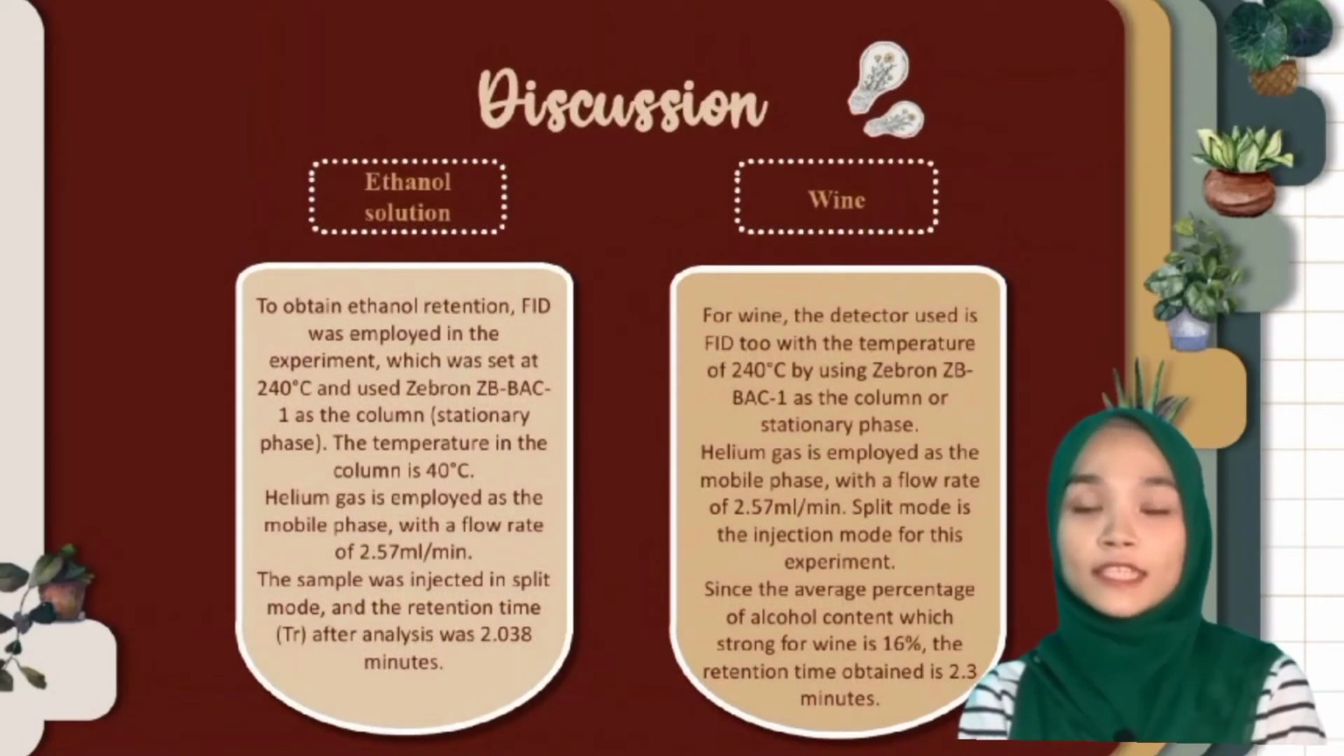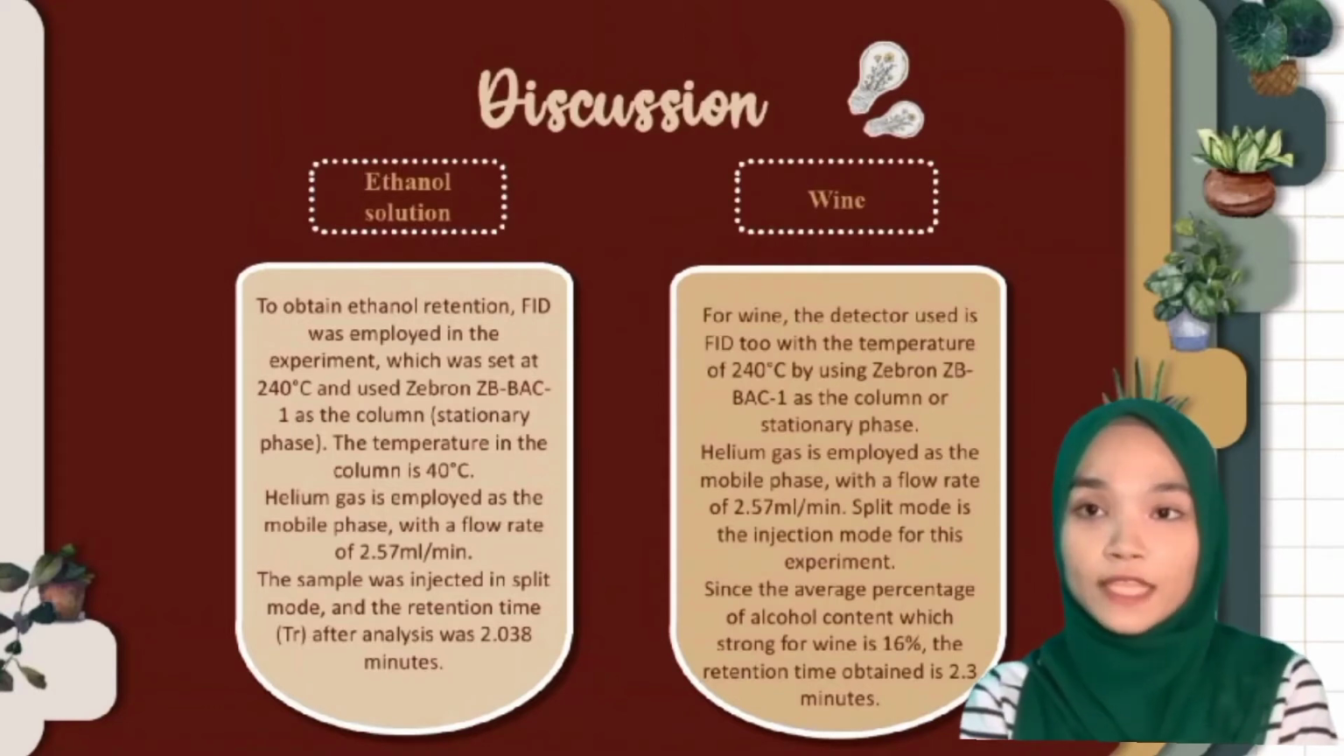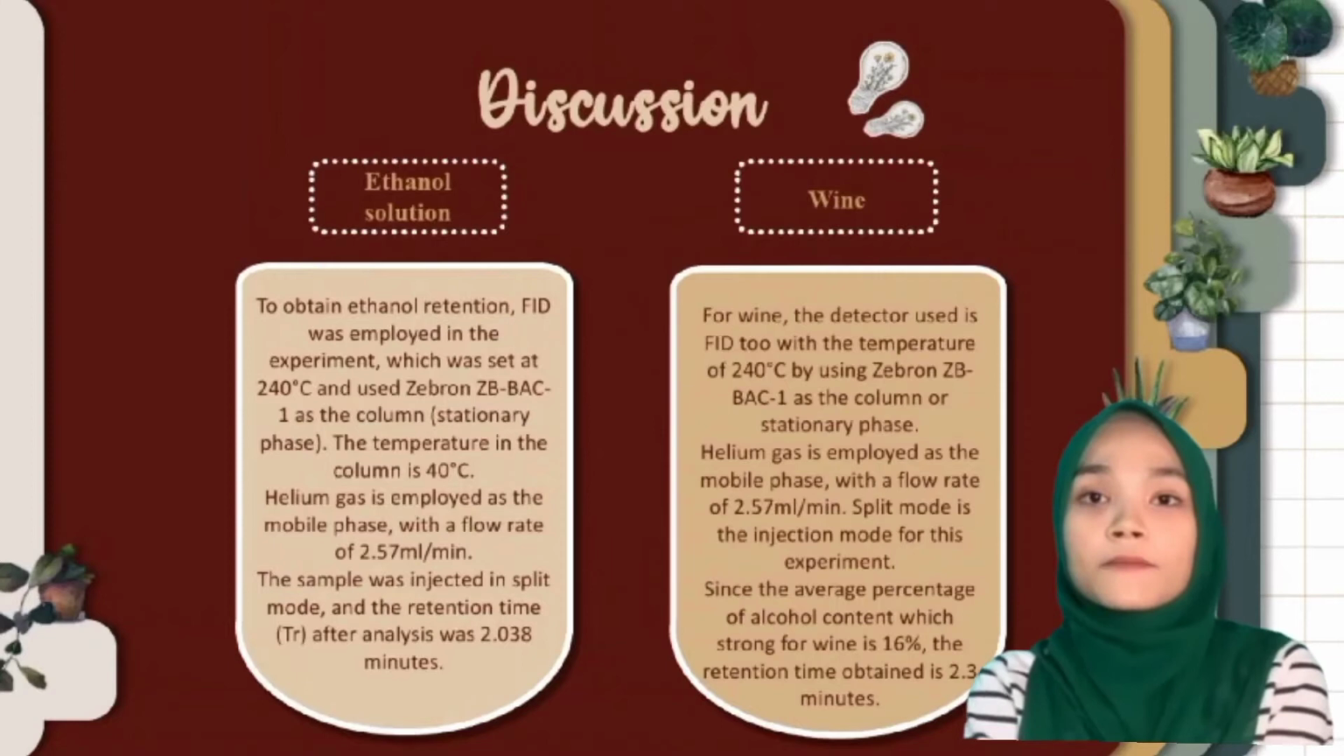To obtain the ethanol retention, FID was employed in the experiment, which was set up at 240 degrees C and used Zebron ZB-BAC1 as the column or stationary phase. The temperature in the column is 40 degrees C. Helium gas is employed as the mobile phase with a flow rate of 2.57 ml per minute. Ethanol at the lowest concentration was used to know the retention time of the ethanol and was used as the standard solution. The sample was injected in split mode and the retention time or TR after analysis was 2.038 minutes.